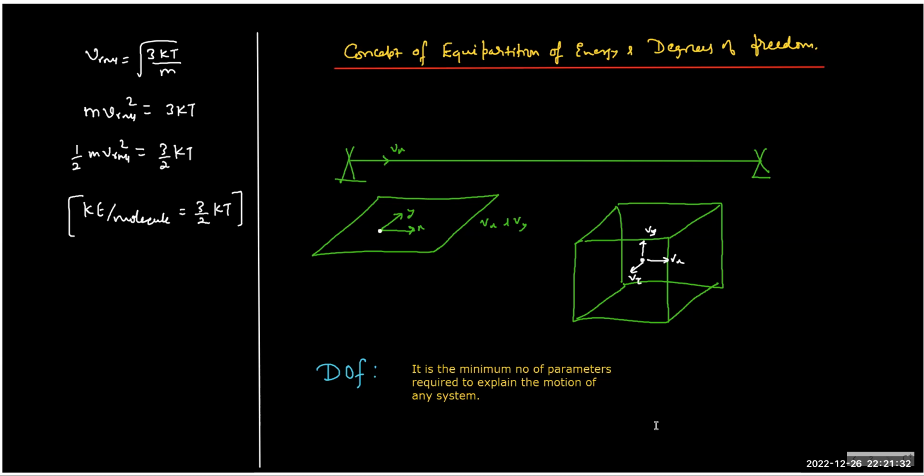So it is the minimum number of parameters required to completely explain the motion of any system. So you want to describe someone's motion, and you're looking for how many variables you need to explain the motion. Now, when it comes to motion, in kinematics, what you study is called linear motion, curvilinear motion or rectilinear motion, right? So how many types of motion do you know?